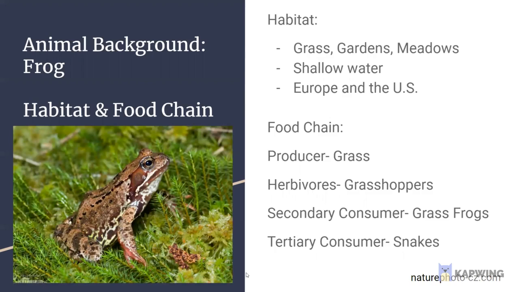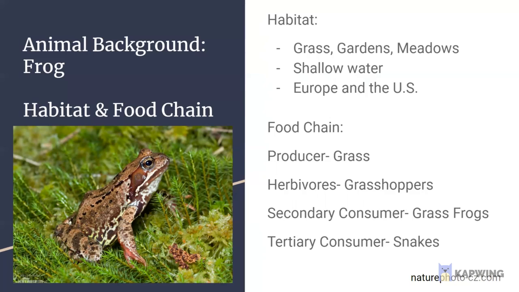For the common grass frogs, they like to live in grass, gardens, and meadows. And these are typically near shallow bodies of water, such as ponds and lakes, etc. Common grass frogs are native to Europe, as well as the United States.